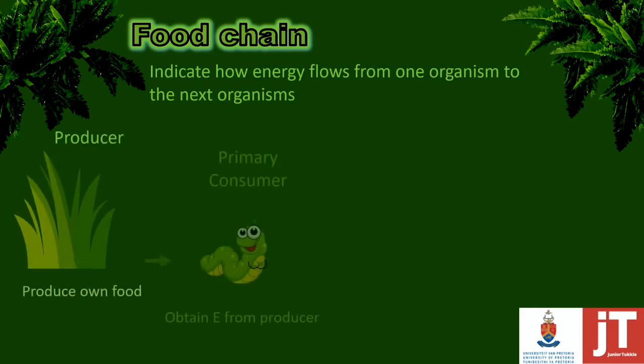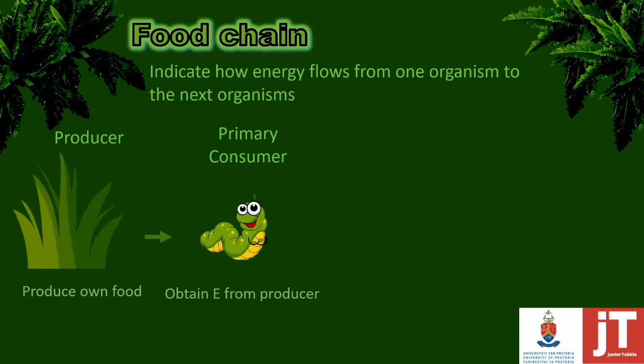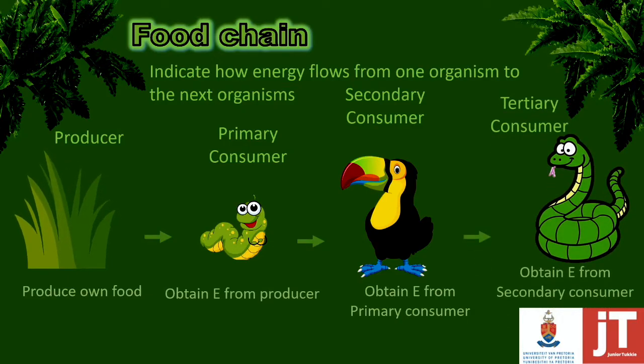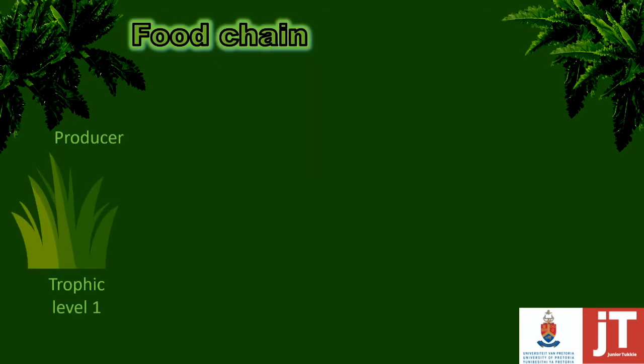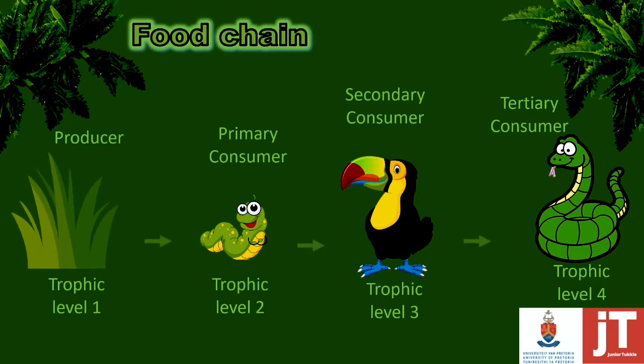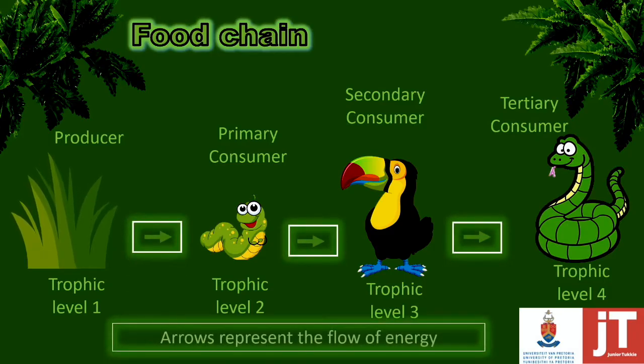Firstly, we will have the producer, which produces its own food. Then we have the primary consumer, and the secondary consumer, which obtains its energy from the primary consumer. Lastly, we have the tertiary consumer, which obtains its energy from the secondary consumer. It can also be known as trophic level 1 if it's the producer, trophic level 2 for the primary consumer, trophic level 3 for the secondary consumer, and then lastly trophic level number 4. You will notice arrows in between these organisms, and the arrows indicate the flow of energy from one organism to the next.